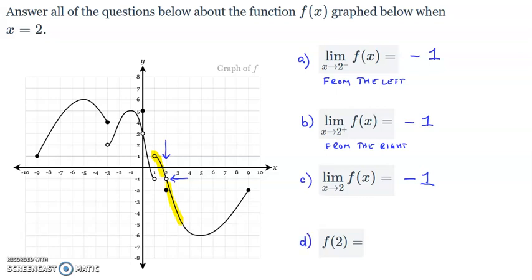And then for part D, we want to know what is f of 2. Keep in mind this is asking you when x equals 2, what is the y value? Right, so we're looking for the solid dot if we have one. And when we have an x value of 2, there's our solid dot. Right, this one has a y value of -2. So f of 2 is -2.